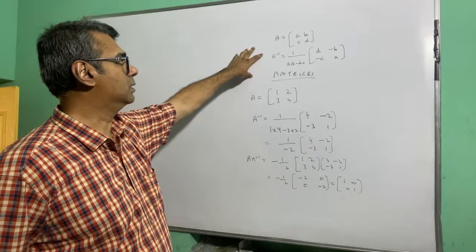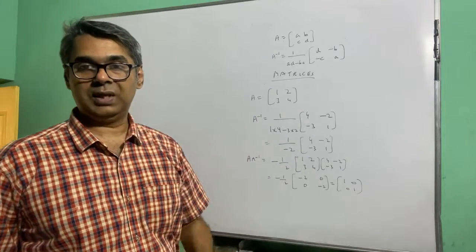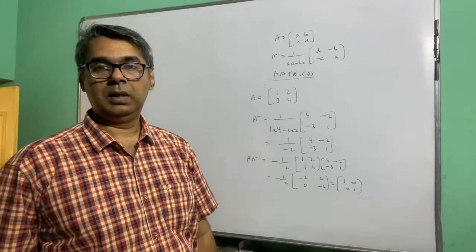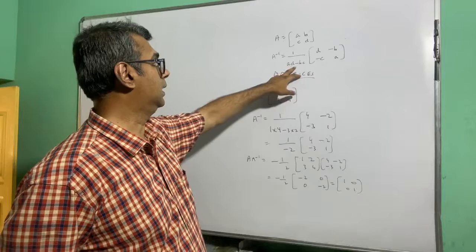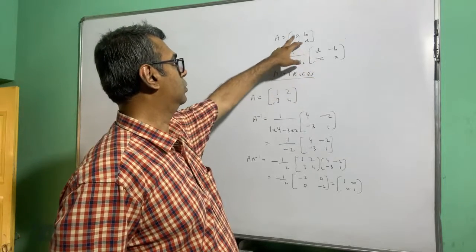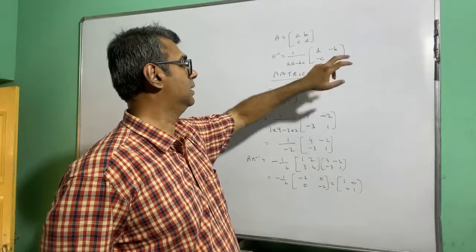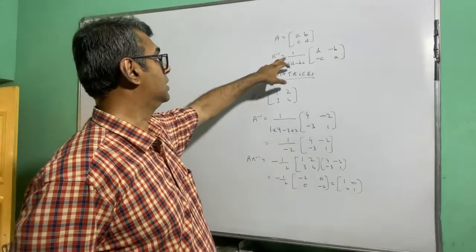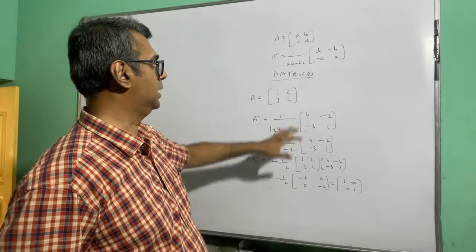Now there is something called A inverse. Now you have to be very careful. This looks like A to the power -1, but actually it is A inverse. So the formula is 1 by AD minus BC into, within bracket, you have to write these 4 numbers like this: D, minus B, minus C, A. So A inverse is 1 by AD minus BC into D, minus B, minus C, A. So this is A inverse.